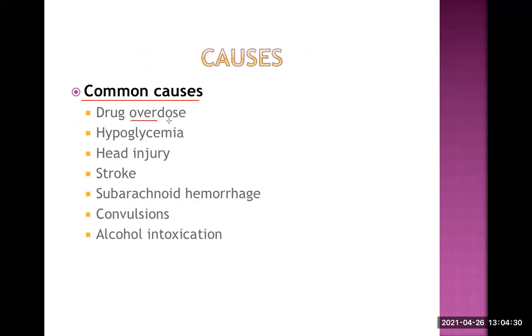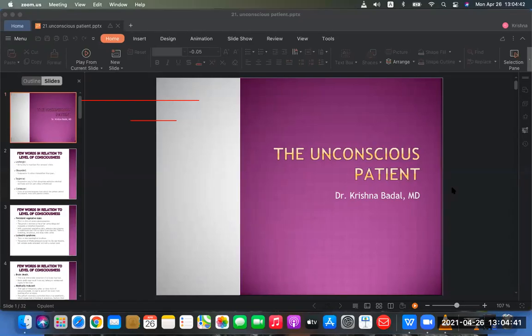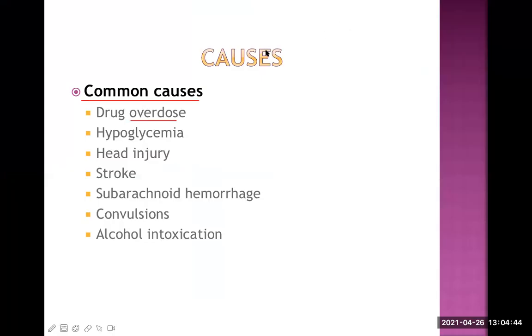These are drug overdose. Drug overdose, those drugs which have effect on our brain. Drug overdose, then hypoglycemia, a very important cause. Okay, we have studied this many times. Hypoglycemia, because our brain depends on glucose level. Head injury, different types of head injury. Any serious type of head injury can result in coma by causing a lot of problems inside the brain.